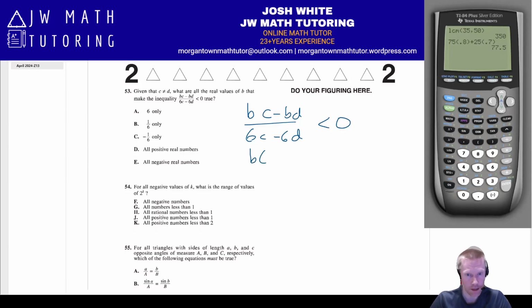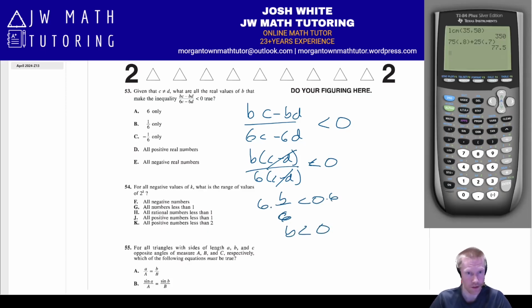The theoretical way basically says factor a B out of here, and factor a 6 out of here on the bottom because they are common factors. Then the C minus D expressions will cancel. So you get B over 6 is less than 0. Multiply both sides by 6. What do you get if you solve this for B? Well, just B is less than 0. That corresponds to all negative real numbers. So the correct answer here is letter E.